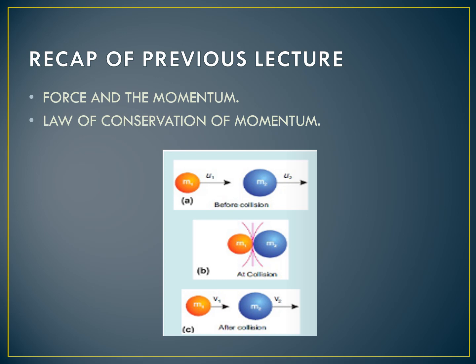And examples of the law of conservation of momentum: motion of the air-filled balloon when air escapes out of it, recoil of the gun after shooting the bullet, and the motion of rocket and the jet engine were also discussed in the previous lecture.